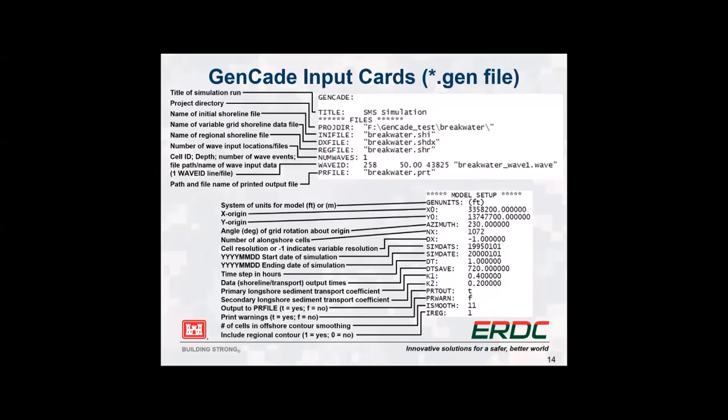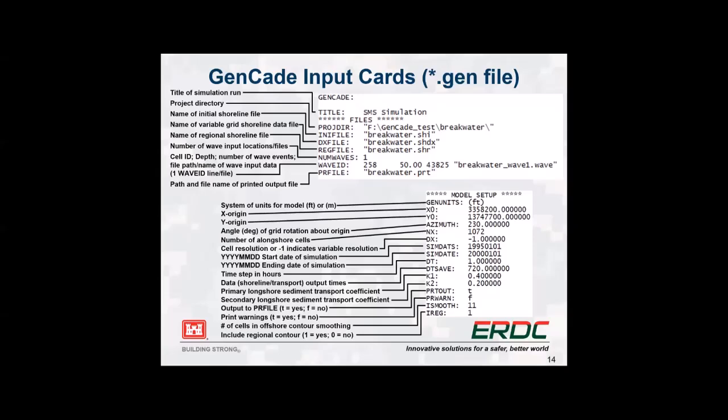The initial shoreline file, the DX file, the regional shoreline file, if you're using one, the number of wave gauges, then you have the wave ID that gives you the cell location, the water depth, and I forget what, I guess the number of time steps, I think, and then the breakwater, and then the wave file name. All these files need to be in the same directory.